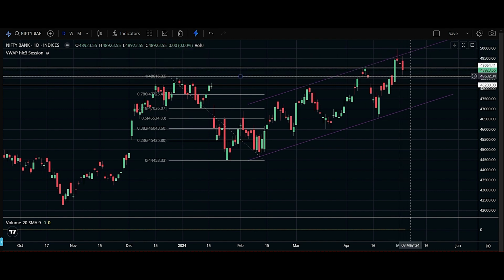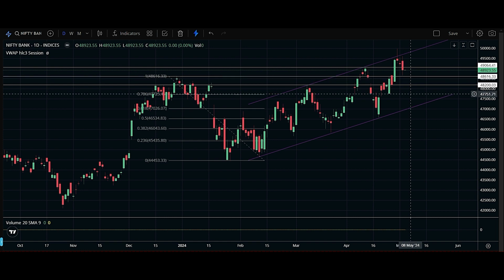Okay, and we are right now standing at 48,600 here as an immediate support. This is again a proven resistance once upon a time on 20th of December 2023. Right now we are revisiting that level once again. Okay, the probability of breaking this support level is higher.